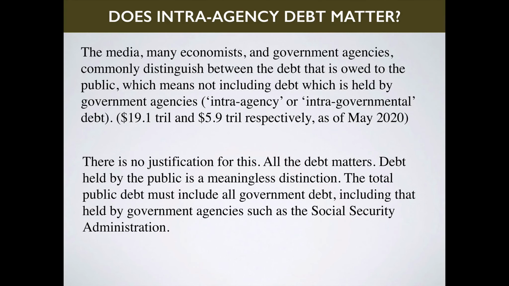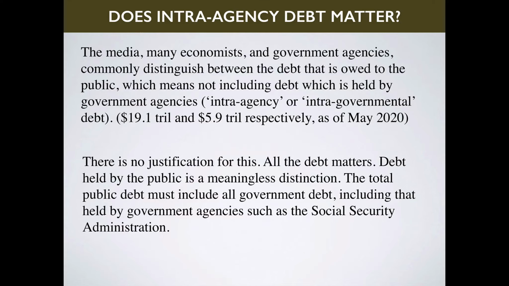There is no real justification for separating debt into these different categories. All the debt matters. Debt held by the public is really a meaningless distinction. What matters is the total. The total public debt must include all government debt, including that held by government agencies such as the Social Security Administration. You cannot say that just because the government or a portion of the government owns that debt, we're just not going to count it. There's no economic justification for that.